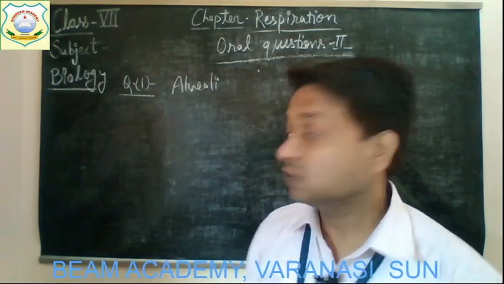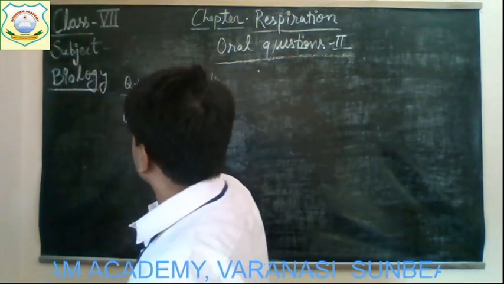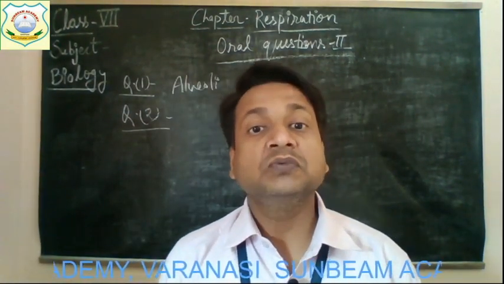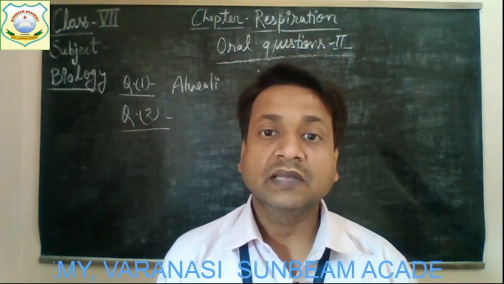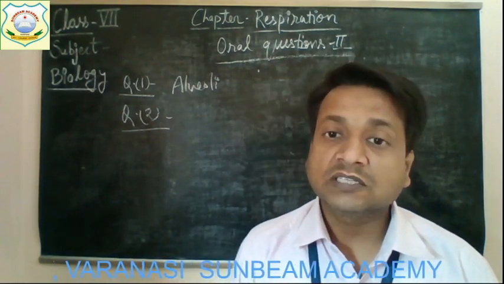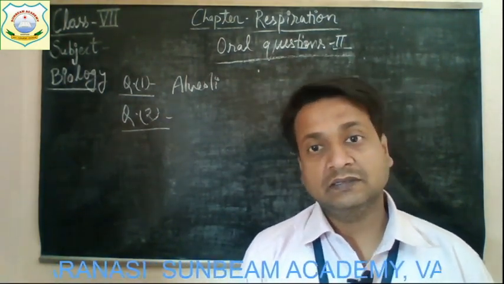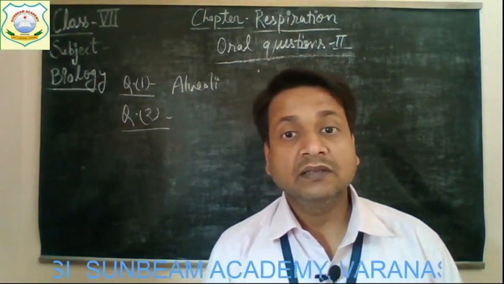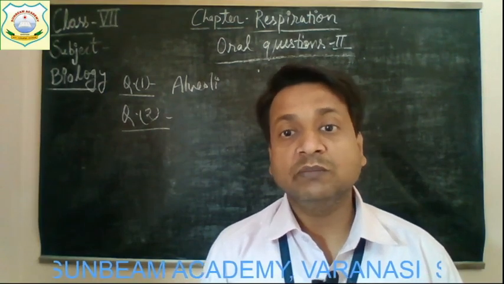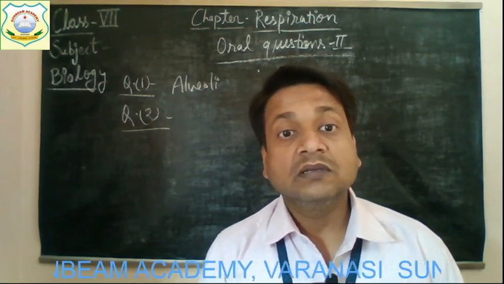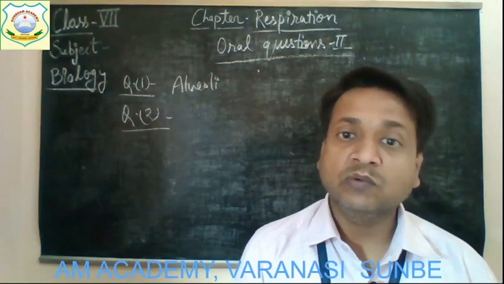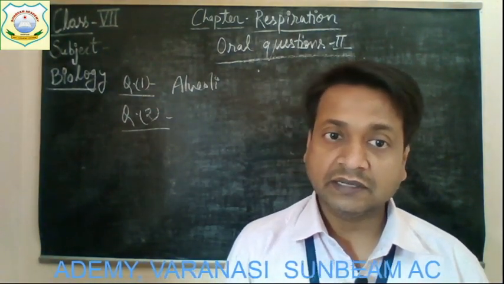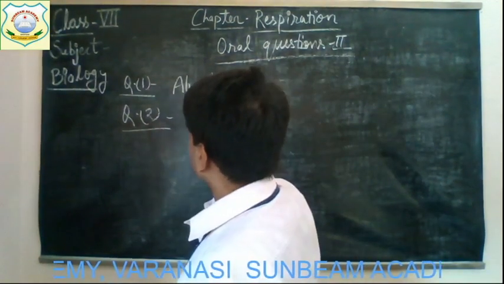Alright. Now question number 2 is, oxygen is carried to the cells by the blood. In what form is oxygen carried in the blood? So children, as we know, oxygen is carried by the blood in the form of oxyhemoglobin, because oxygen combines with hemoglobin and then is carried through the blood. Alright. So the answer will be oxyhemoglobin.